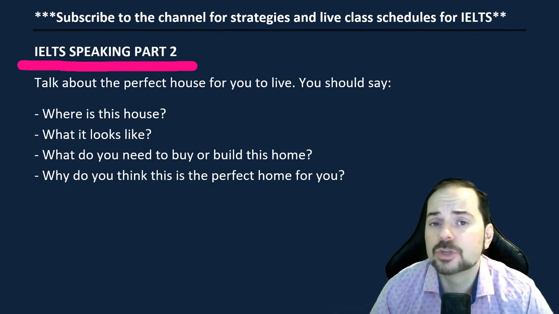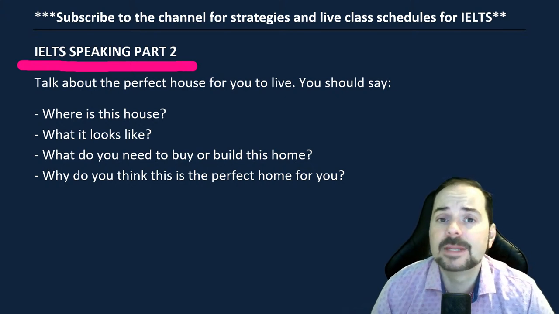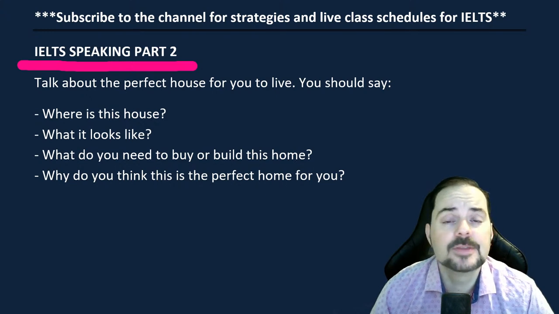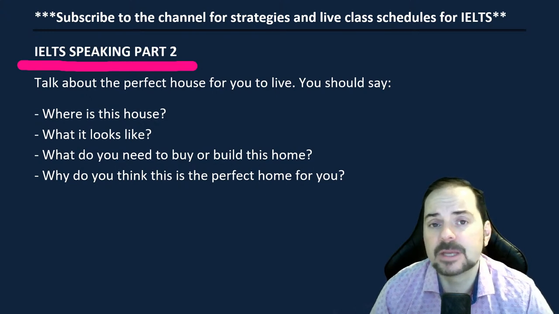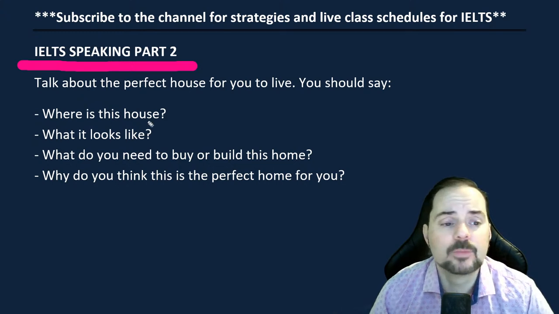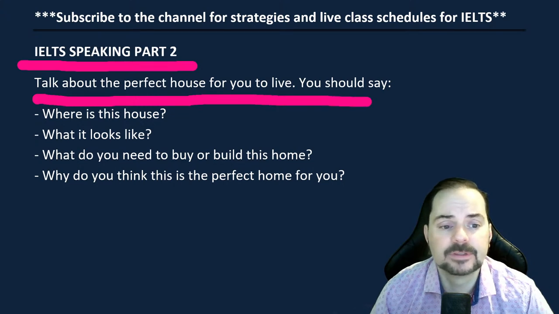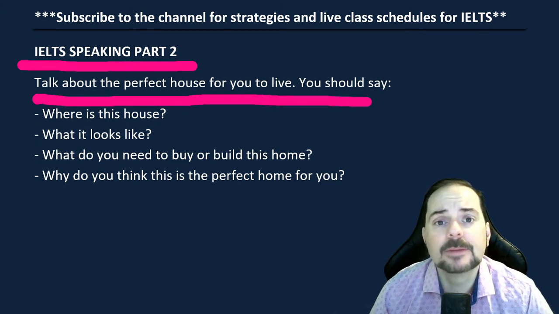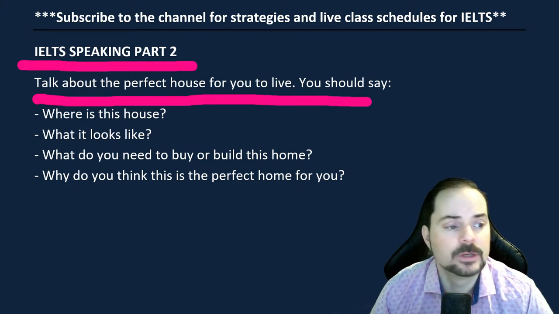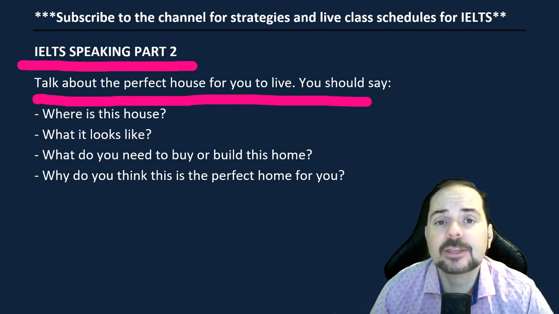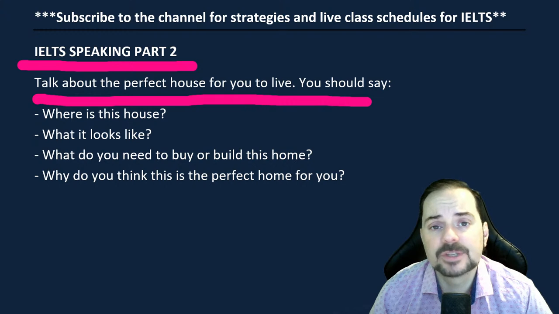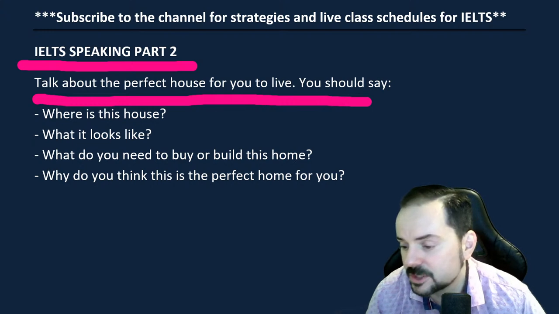We will now continue with part two. For this part, I will show you some questions. You will have 1 minute to think about your answers. You can take notes in this time if you wish, and then you will have 1 to 2 minutes to speak. I will tell you when to start and when to stop. Talk about the perfect house for you to live. Your 1 minute preparation time begins now. And then you have 60 seconds to read the questions, plan your answers, take some notes, get your first sentence ready. And then when that time is up, the examiner will begin your speaking.